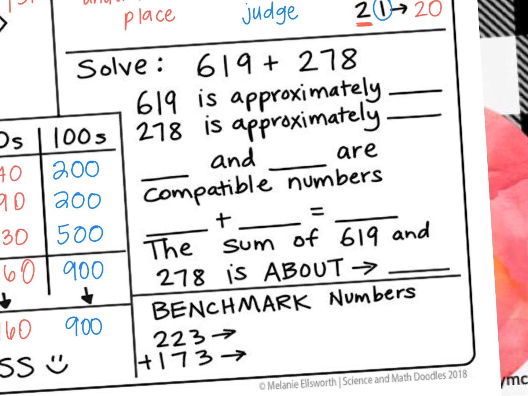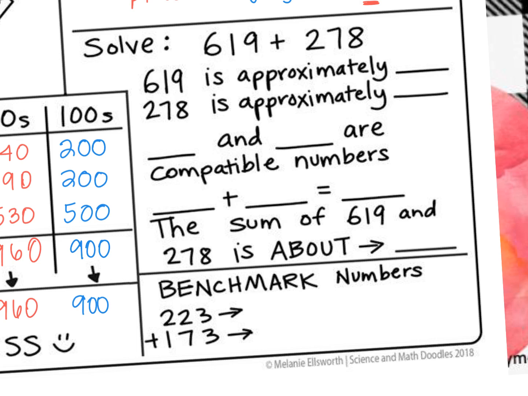Okay, last part. It says solve 619 plus 278. So we're going to break this down a little bit. 619 is approximately, do we want to round to the hundreds or the tens? What do y'all want to do? Tens. So we would do 620. And since I did this to the tens, I need to do the other one to the tens. Okay, so 278 is closer to 270 or 280? 280.